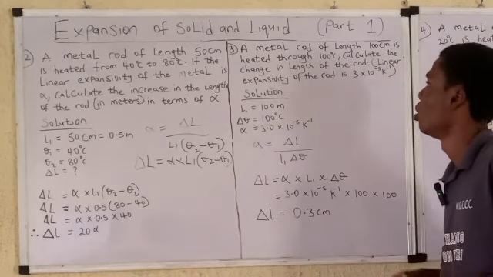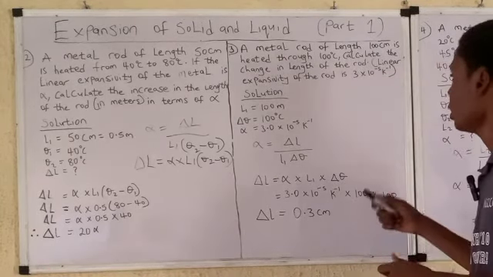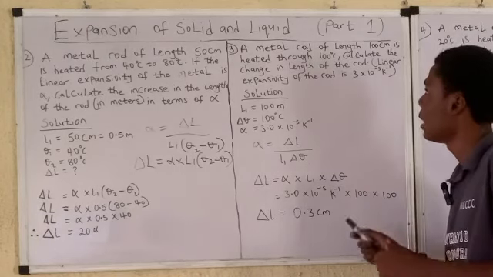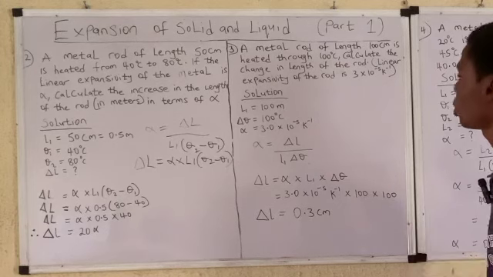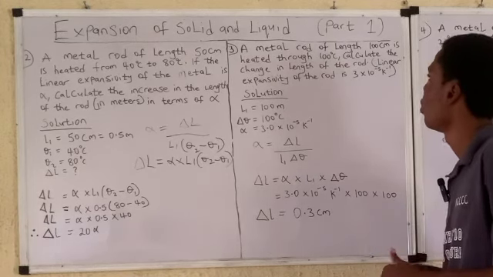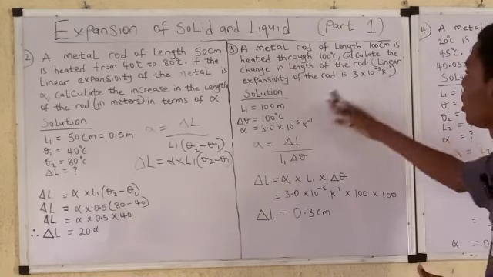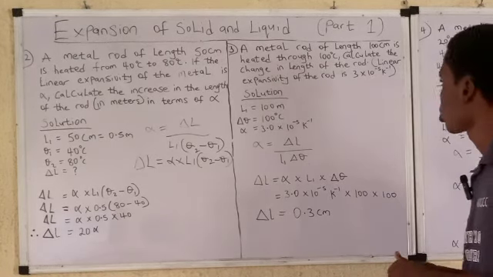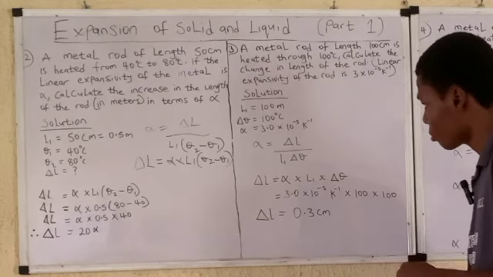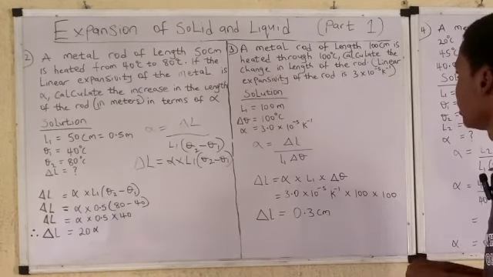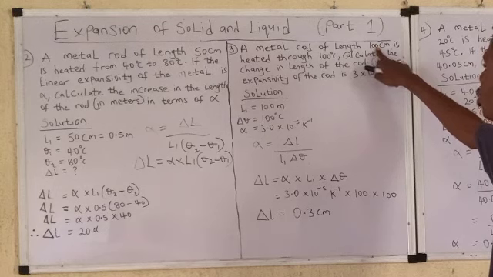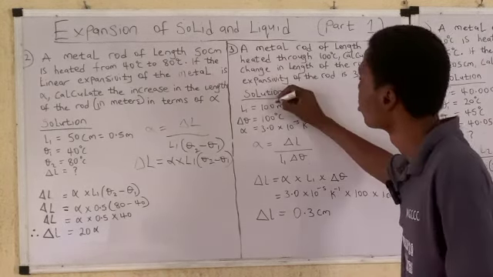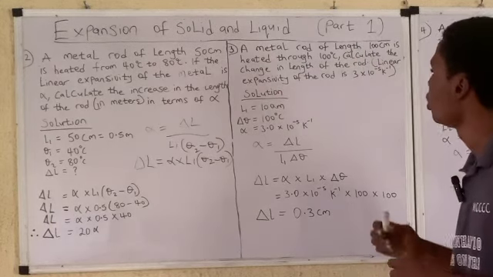Now let's move to number 3 question. A metal rod of length 100 centimeter is heated through 100 degrees Celsius. Calculate the change in length of the rod. Here they gave us the linear expansivity of the rod as 3.0 times 10 raised to power minus 5. Now in the question, what is our length? Our length here is 100 centimeter.